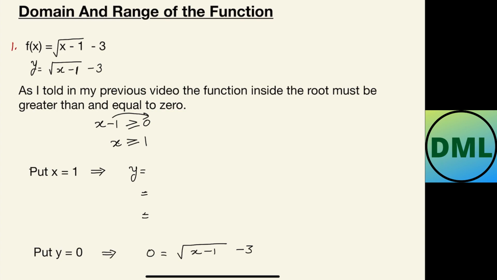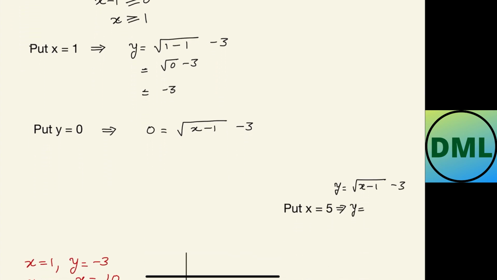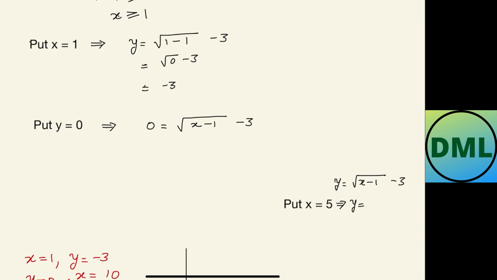If I put x is equal to 1 in my given function, I will get y is equal to root of 1 minus 1, minus 3, which is root of 0 minus 3. I'll get minus 3. If I put y is equal to 0 in my function, I'll get 0 is equal to root of x minus 1 minus 3. I need to solve this for x. Move this 3 to the left hand side. It will be 3 is equal to root of x minus 1.